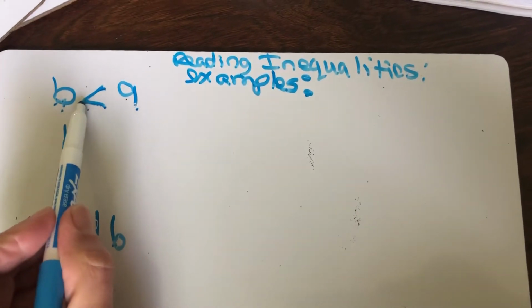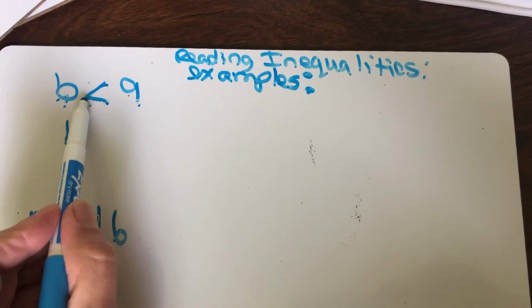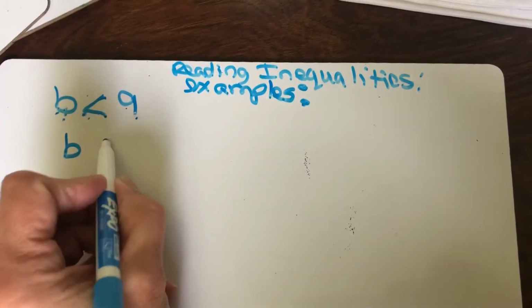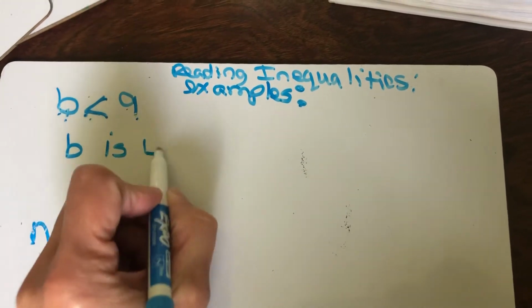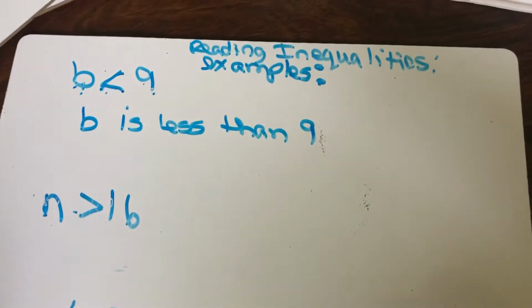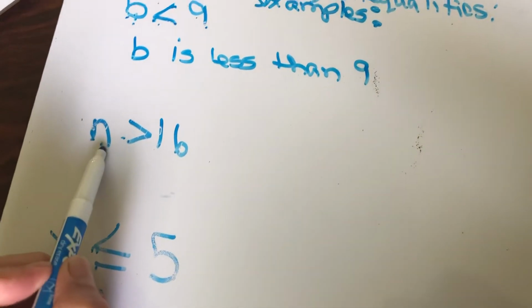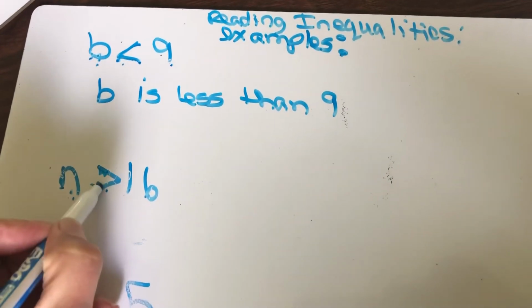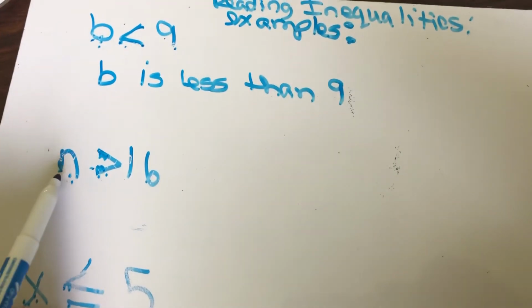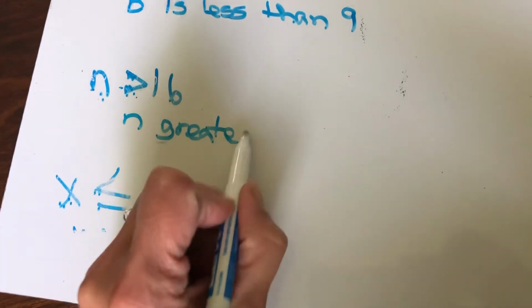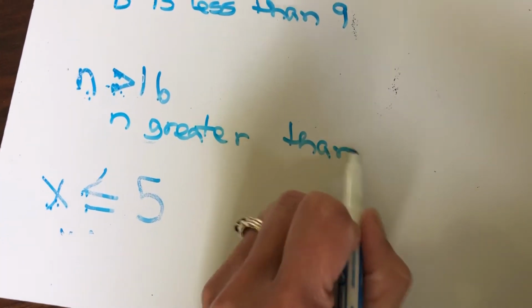So what do we see here when we're reading left to right? What do we see first? We see the narrow end, the small end. So we say B is less than 9. Going on to this one. N, what do you see first? The bigger side. Remember, the crocodile mouth always eats the bigger number. So N is greater than 16.